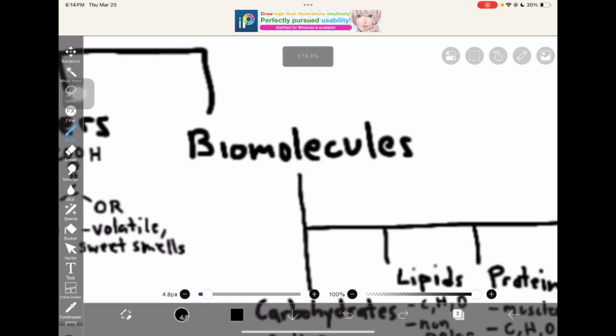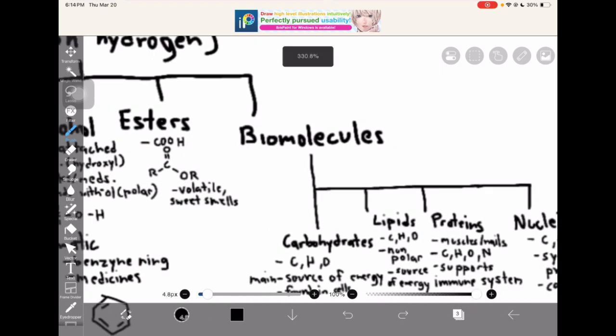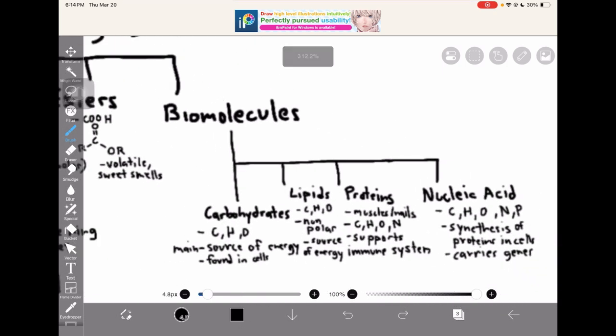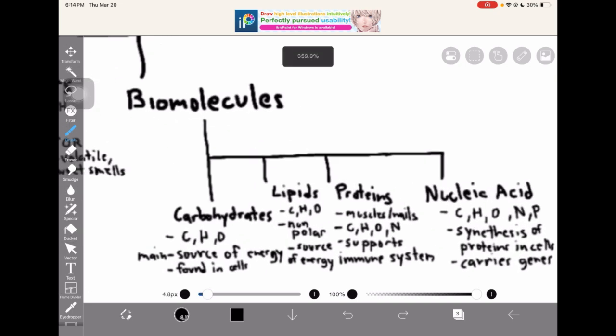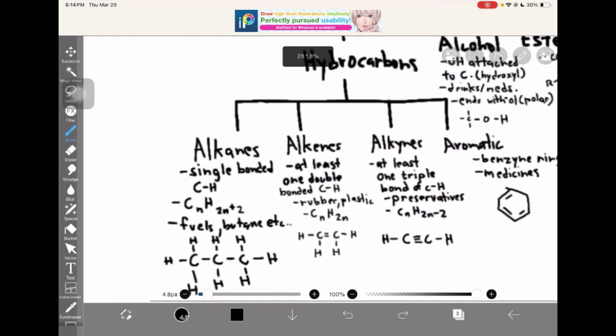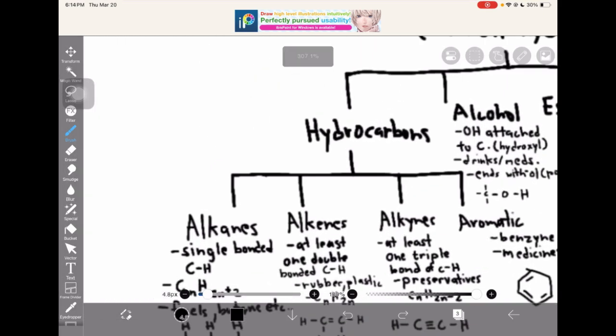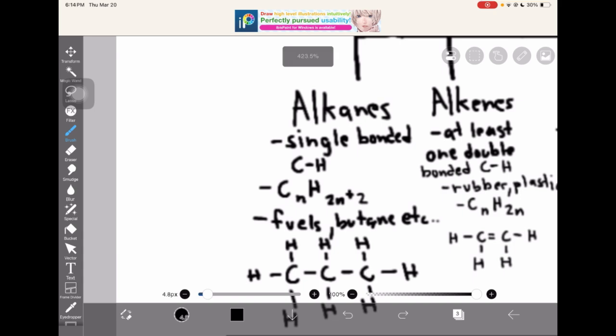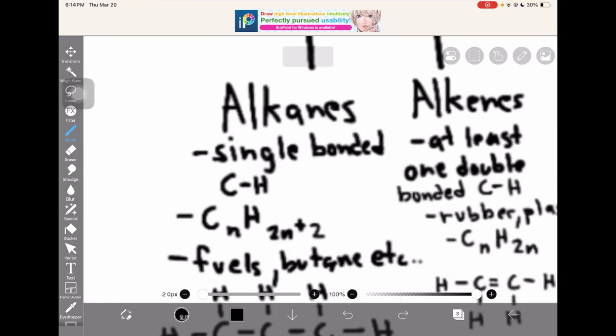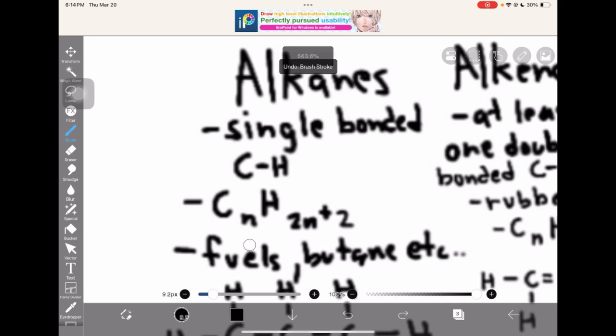Lastly, biomolecules. There's 4 types of these, and they're just 4 different types of molecules that you can see in a body or in life. We have all of these, and I'm gonna explain them later. So first and foremost, let's go under hydrocarbons, and let's go to alkanes. Alkanes are single bonded CH. They're just purely made out of single bonded CH.